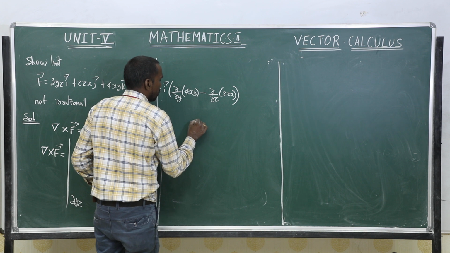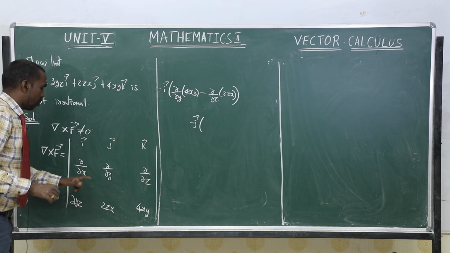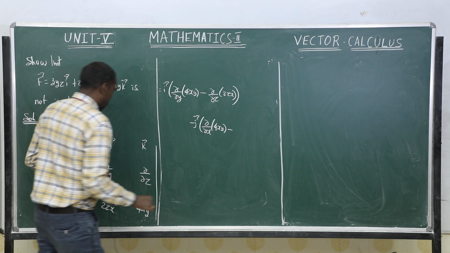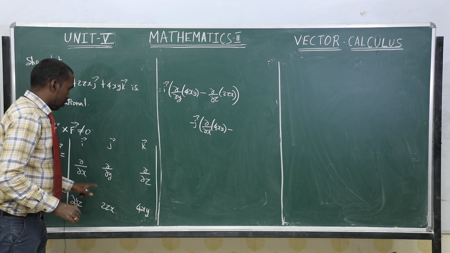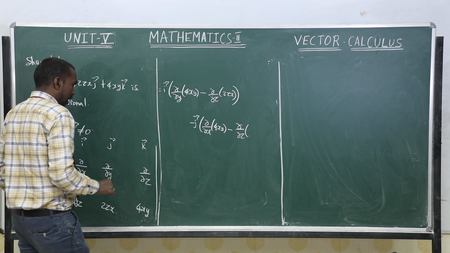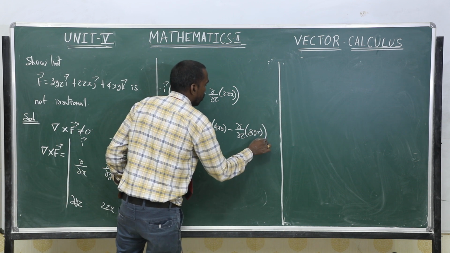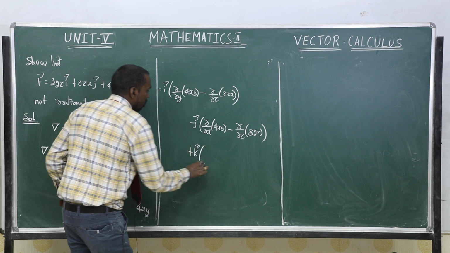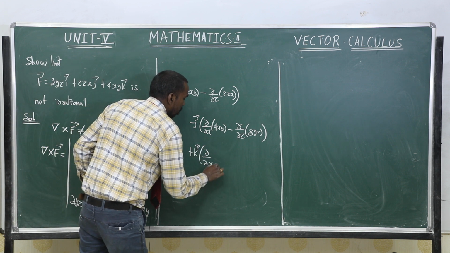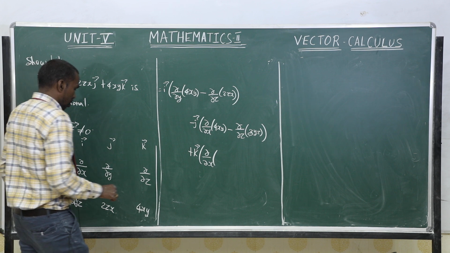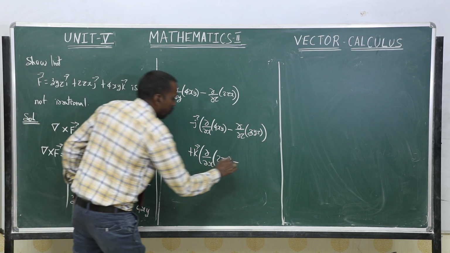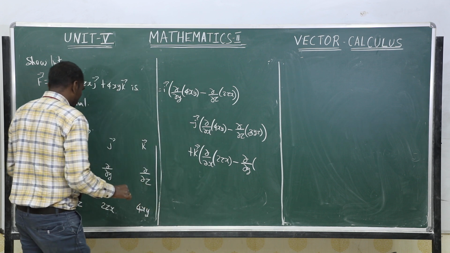Next, minus j vector of, leaving out this row and this column, dou by dou x of 4xy minus dou by dou z of 3yz, close the bracket, plus k vector of dou by dou x of 2zx minus dou by dou y of 3yz.